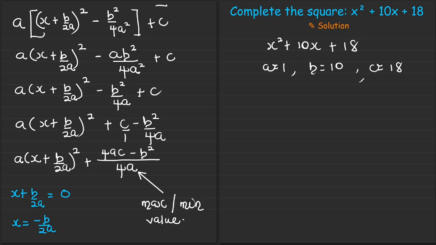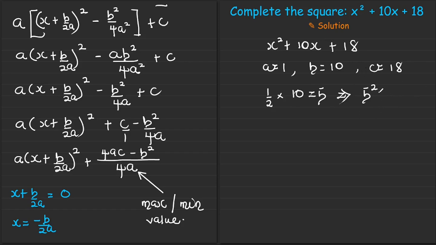The steps say there are 2 cases: if the coefficient is 1 and if the coefficient isn't 1. This coefficient is 1, so let's go straight to the point. We find half the coefficient of x, that is b. So half of b is simply 1 over 2 times 10, which gives us 5. After which we square this answer. So 5 squared gives us 25.